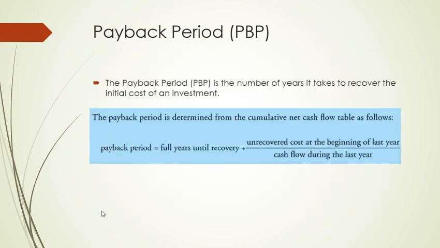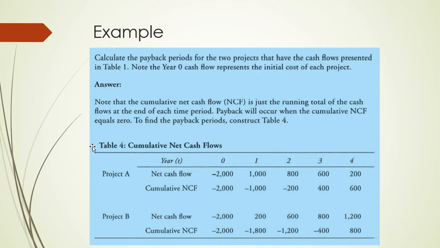And also there is the payback period. The payback period is the number of years it takes to recover the initial cost of an investment. So the formula for the payback period is full years until recovery plus unrecovered cost at the beginning of the last year divided by the cash flow during the last year. So, example: same projects as we used to calculate the NPV and IRR.